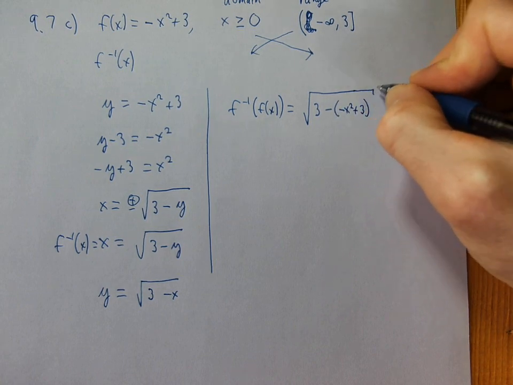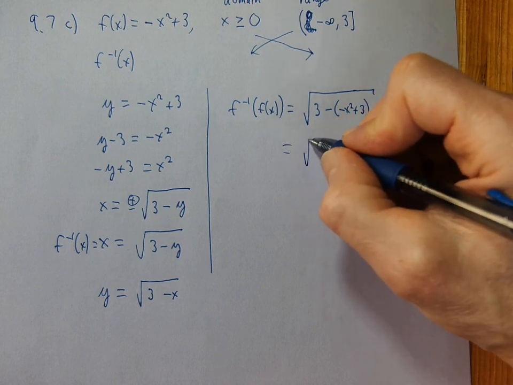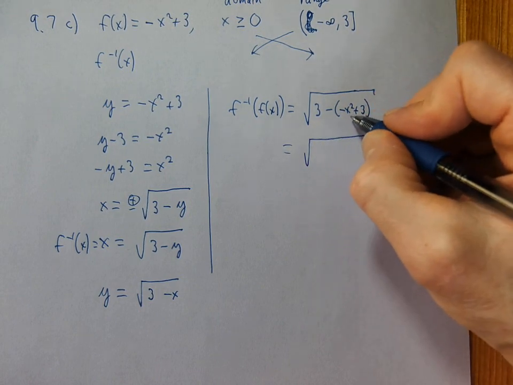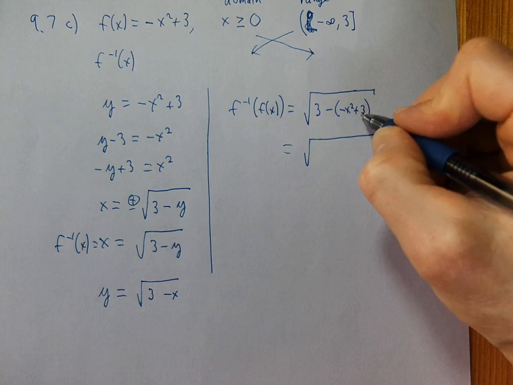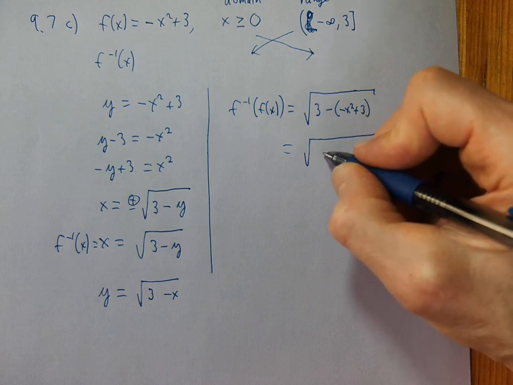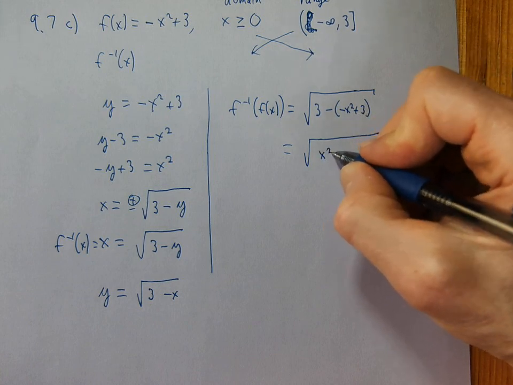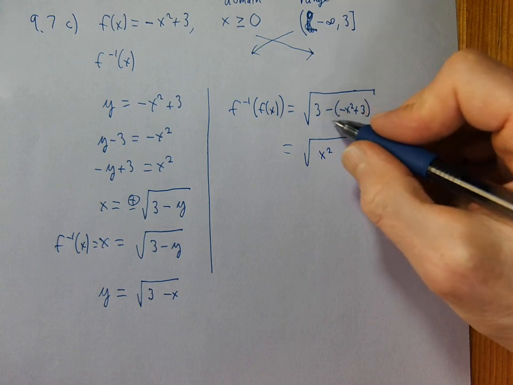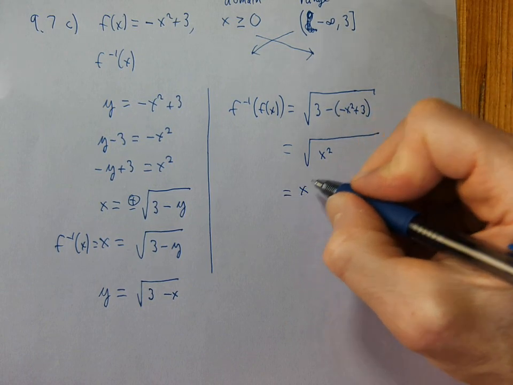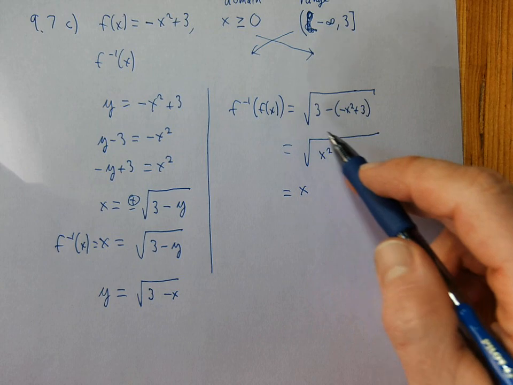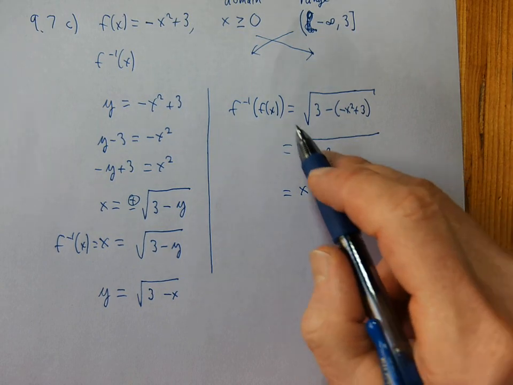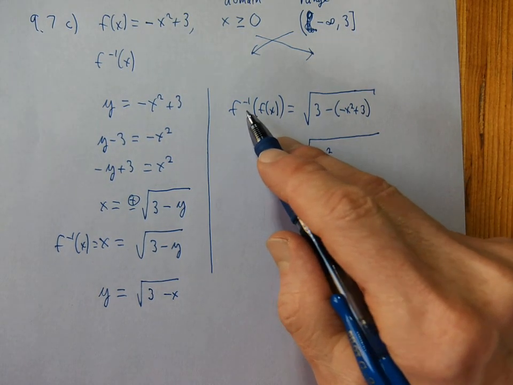And let's see, that works out to 3 plus x squared minus 3. The 3's go away, so that's just the square root of x squared then, because the 3's cancel, which is x. And sure enough, f negative 1 of f of x gives us x, which is the whole point. The inverse function cancels out the function.